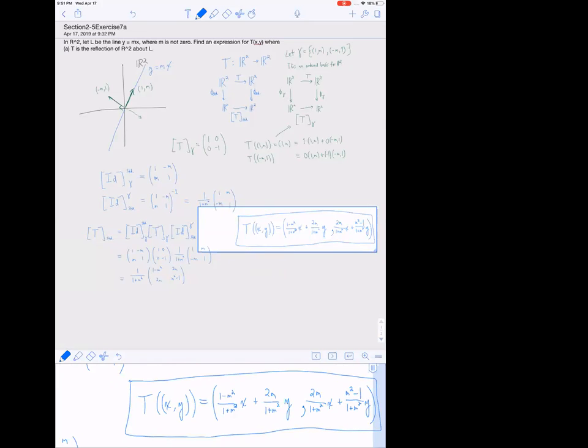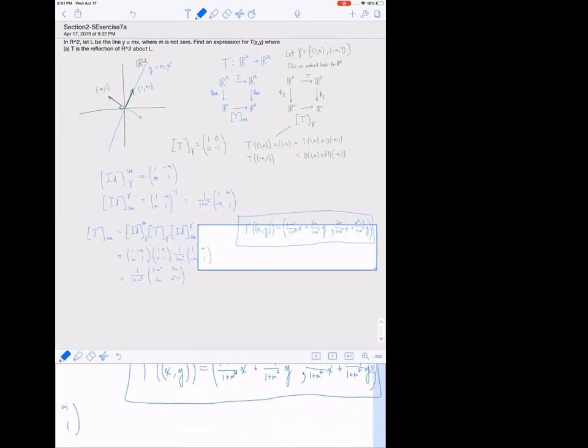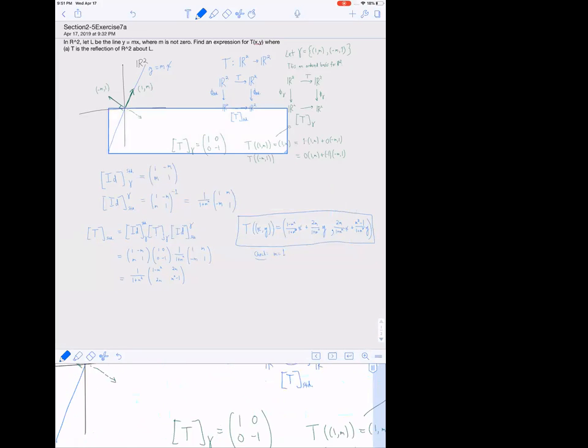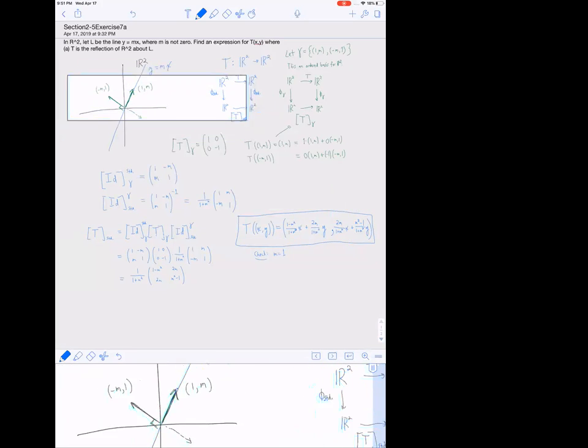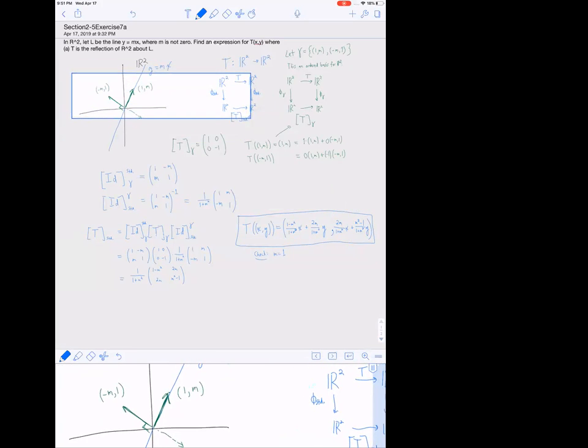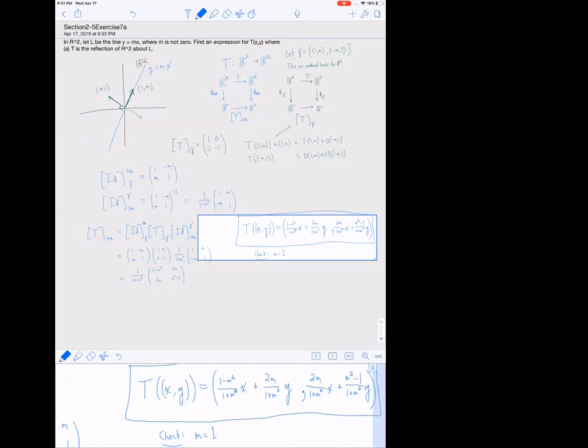And just as a sort of sanity check to make sure that this is doing the kind of thing that we expect it to do, let's think about a simple case. Let's do a sanity check. When m equals 1, that would be a line of slope 1. That would be just this diagonal line. Well, we know what a reflection across the diagonal line does. That should exchange the roles of the x and the y. So let's see what our formula says.